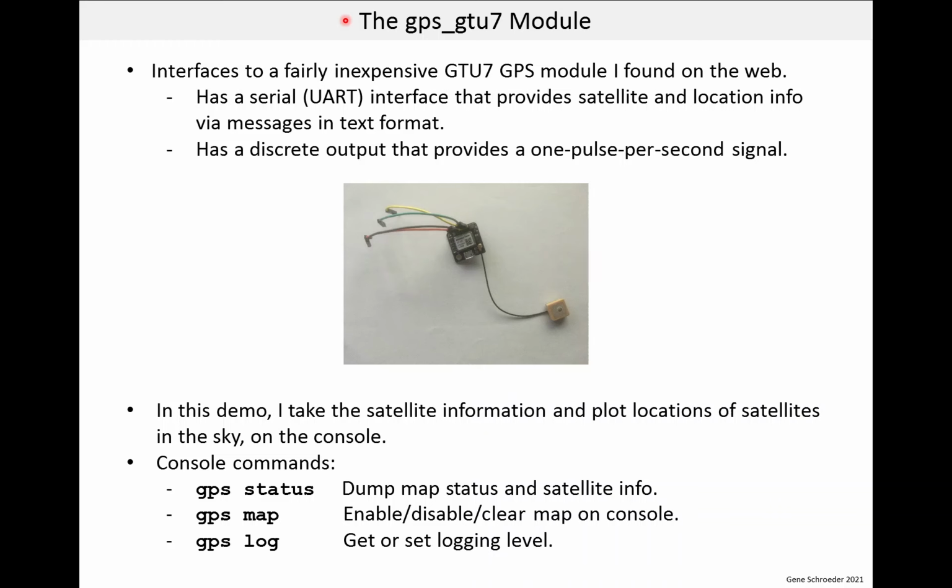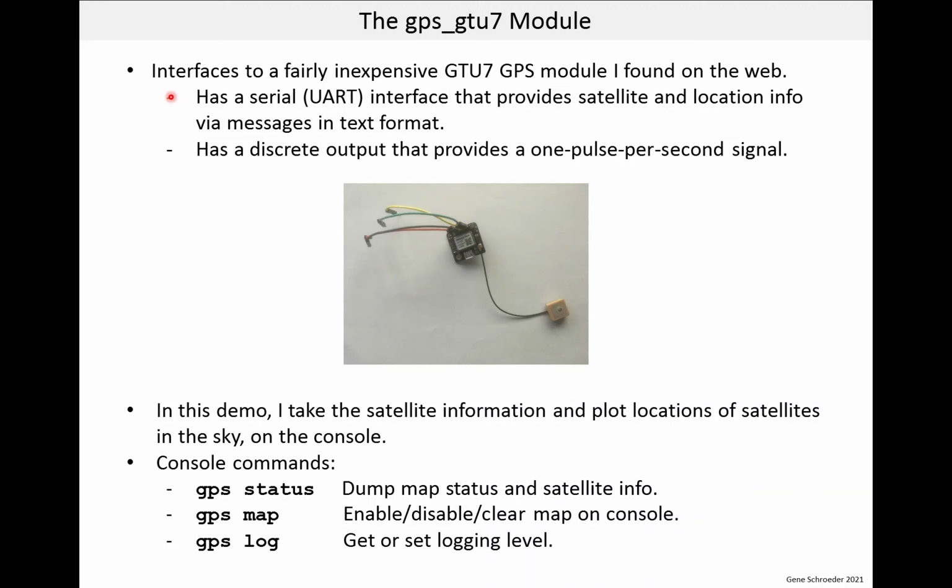In this lesson, we look at the GPS GTU7 module. This software module interfaces to a fairly inexpensive GTU7 GPS hardware module I found on the web. The hardware module has a serial UART interface that provides satellite and location info via messages in text format.